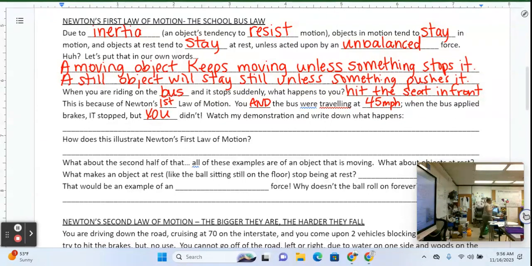Cup stops. What happens? Right. Cup stops. Ball keeps going. Put that in your own words. You can just write cup stops, ball keeps going.